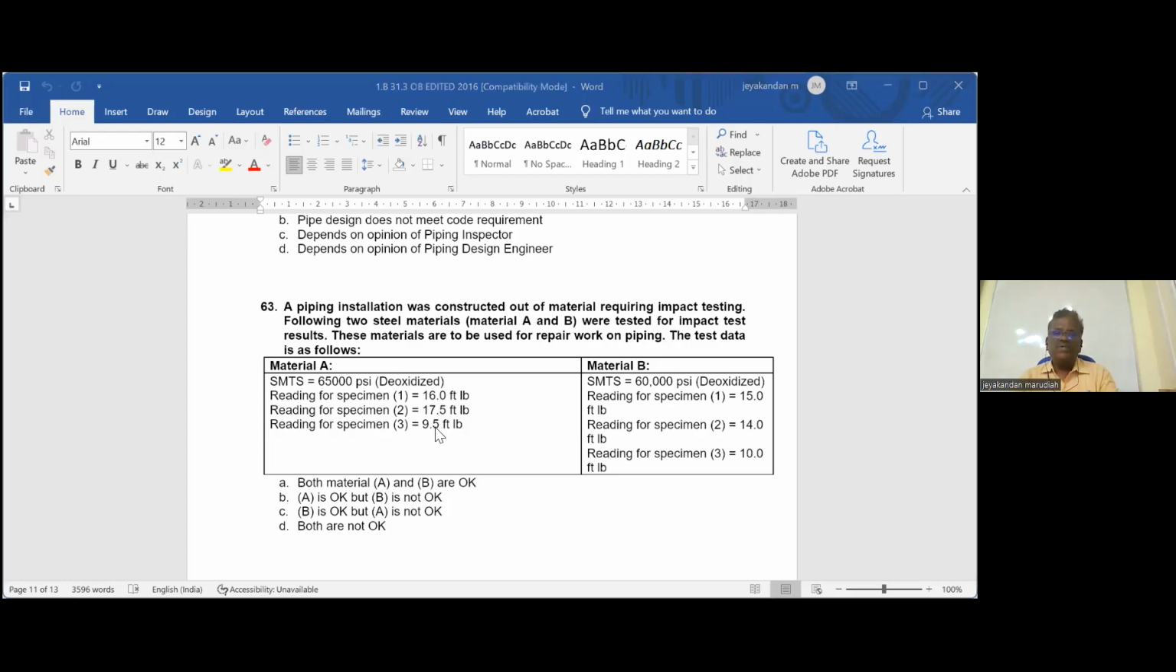Here one value can be less than 13, but it cannot be less than 10. But this one is less than 10, so it is rejected. Here one value is less than 13, but it is not less than 10. So that's why it is accepted. This is the way you have to interpret it.